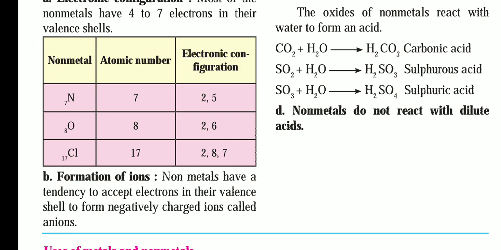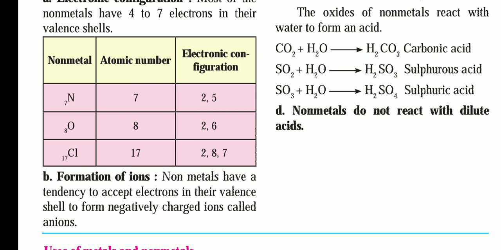Non-metals: N 7, O 8, chlorine 17, the atomic numbers are 7, 8 and 17. Atomic number, you understand. Here the electronic configuration is given. In the K shell the maximum limit is 2, in L 5. That's why the electron configuration is 2, 5, which is equal to 7. Then oxygen is 2, 6, which is 8, and 2, 8, 7 means 17.